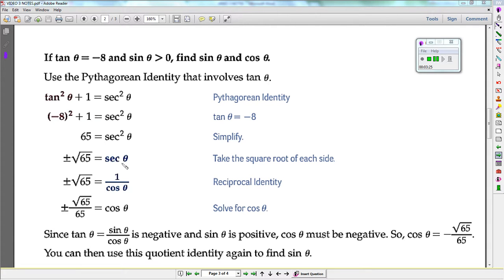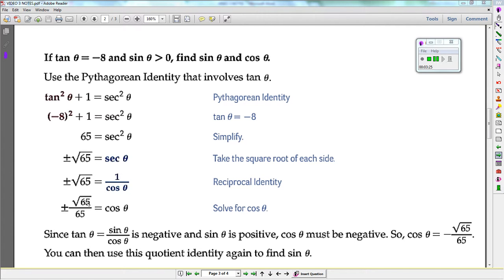And now we are going to use the reciprocal identity. So secant is 1 over cosine. So now you put secant as 1 over cosine equal plus minus square root of 65. And now we need to solve for cosine. So again, to solve for cosine, you can think about when you multiply cosine to the left side, and then divide both sides by plus minus square root of 65.